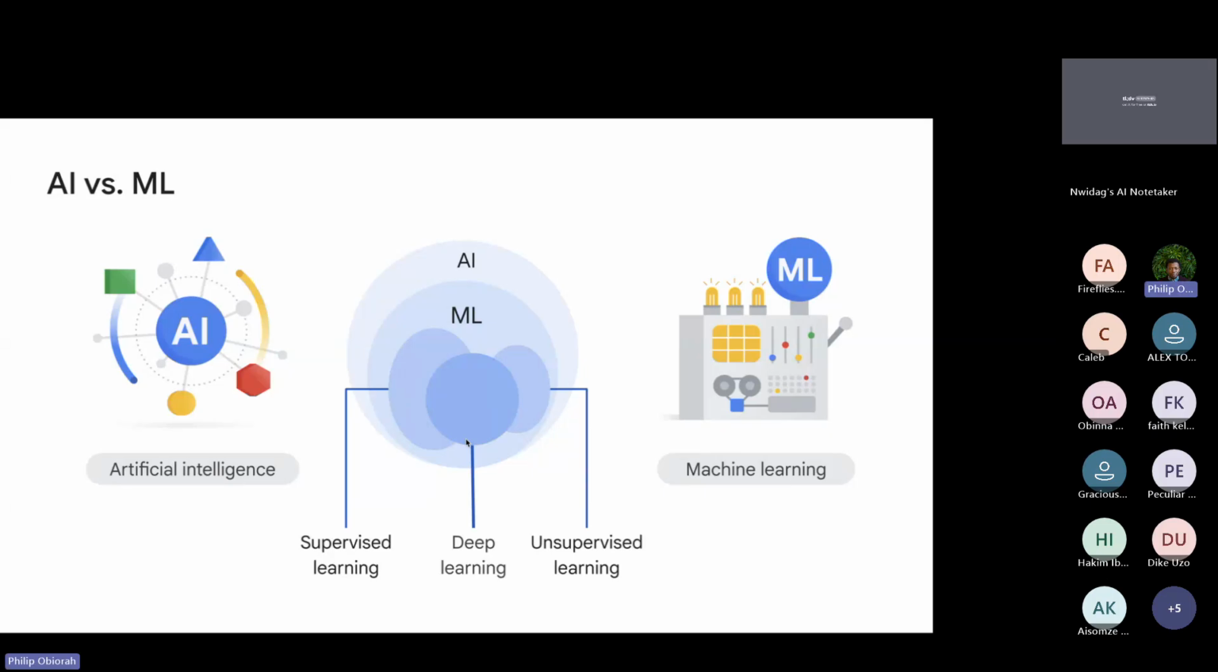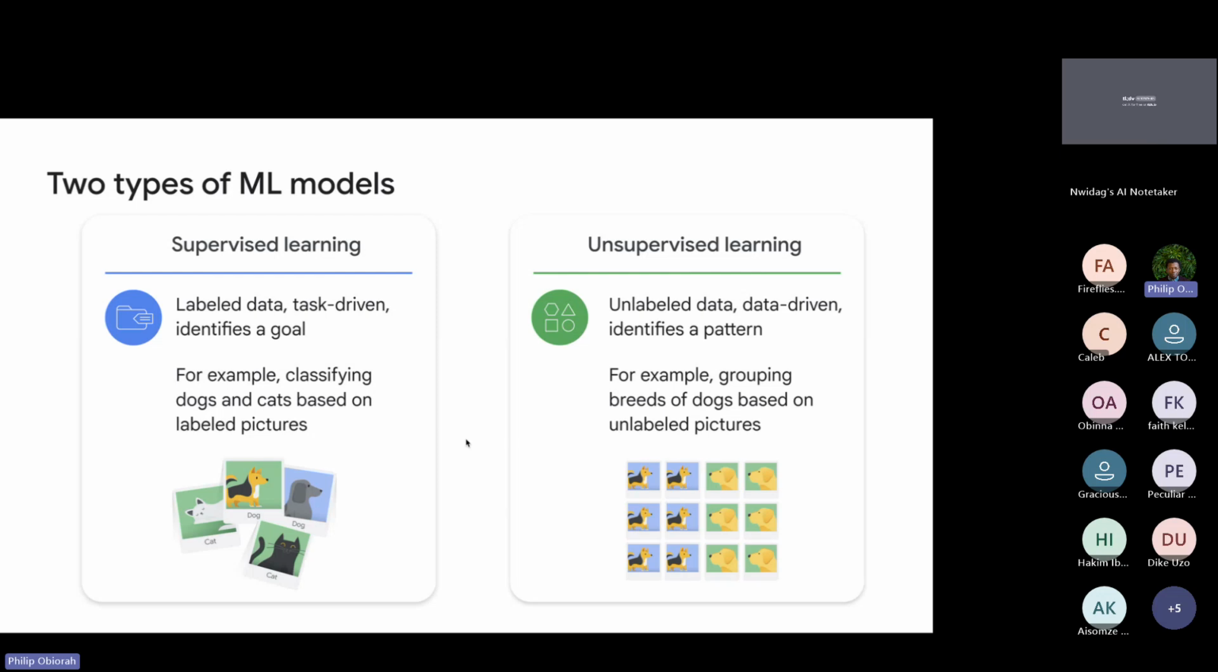slide. So now let's go deep into supervised learning. We've seen this: labeled data, task-driven, identifies a goal. For example, classifying cats and dogs based on labeled pictures. In this case, you have all the data sets, and it is able to group them, put them into categories.